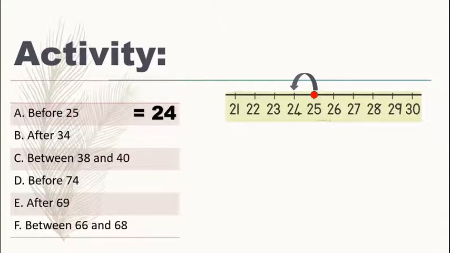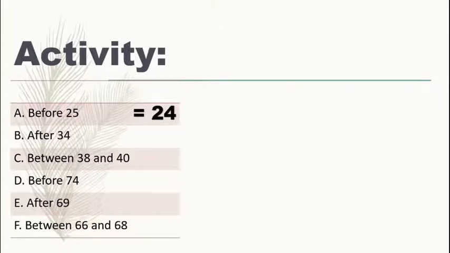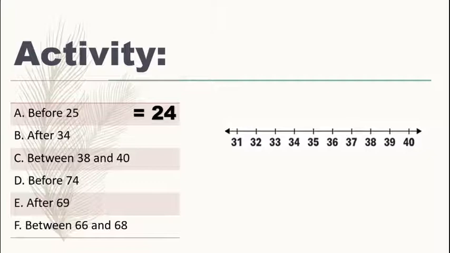Let's have letter B. After 34, with the number line 31 to 40. The first thing we need to do is mark number 34. Because it pertains to after, we need to have the arrow going forward, to the right. We jump 1 number, so that is 35.